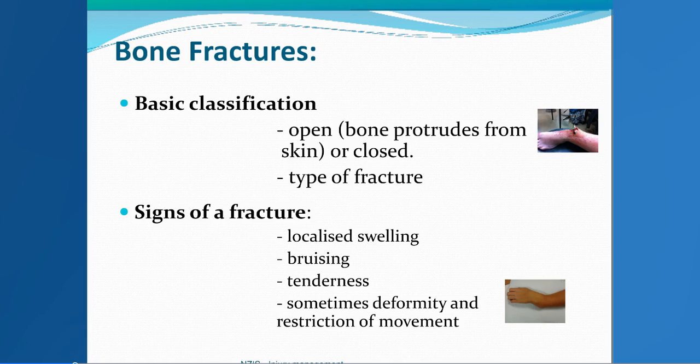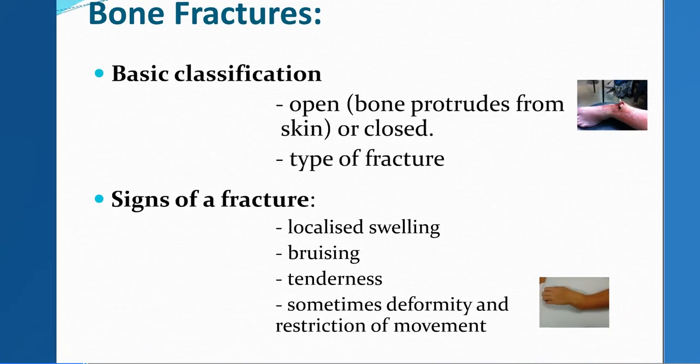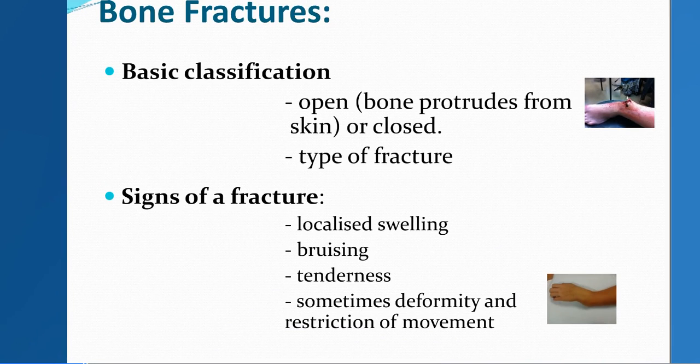So basic classification for fractures can be open or closed. If it's open, the bone is literally protruding from the skin. So there we see one there, and we'll get off that nice and quick for those squeamish people. And then we can classify it by the type of fracture, which is the angle or the cause of the fracture that occurred. Signs of fractures are usually pretty similar.